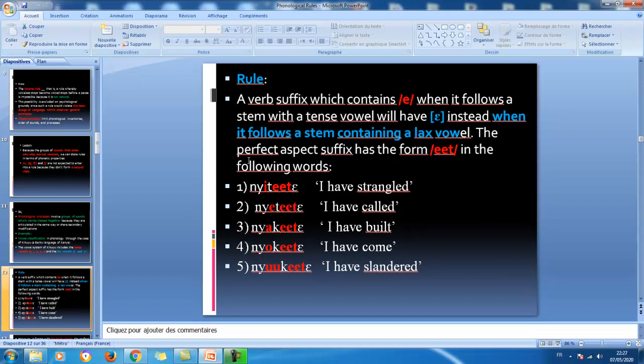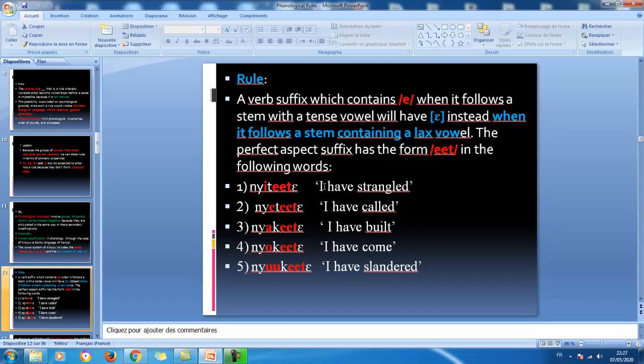Now, the rule, first of all, says a verb suffix which contains a, when it follows a stem with a tense vowel, will have a instead when it follows a stem containing a lax vowel. This is the rule. The perfect aspect suffix has the form it in the following words. So these are words. And we have got the suffix which indicates the perfect aspect.